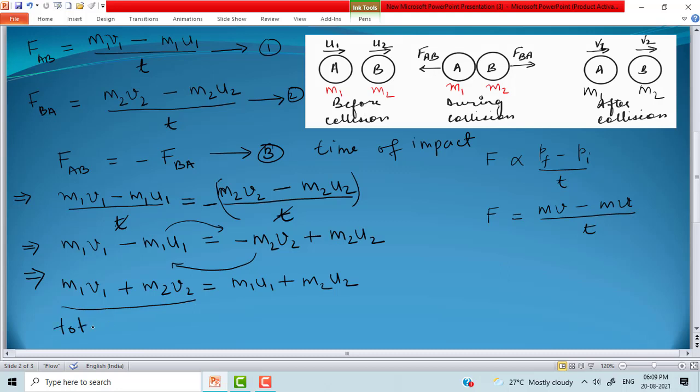This is the total final momentum, and this is the total initial momentum.